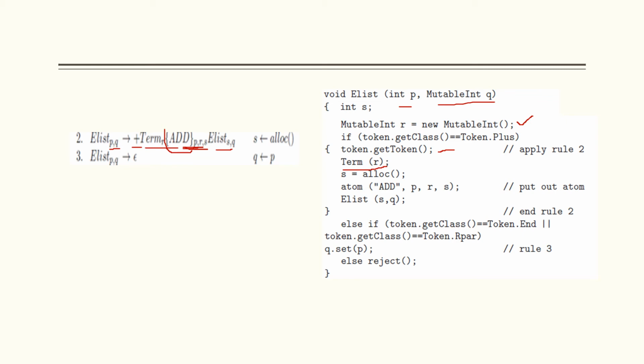For the next rule, you read the token. So it should be the end of the string, or the token is the right parenthesis. Okay, and then if you look into the rules here, it says that you put Q dot set equals to P. It means that you assign the P value to Q, else it will reject. So that is under rule 3.